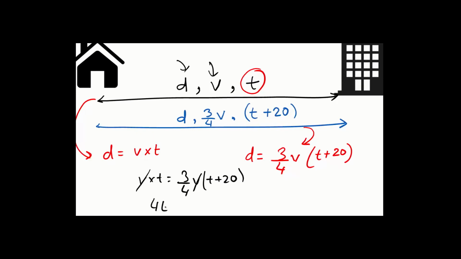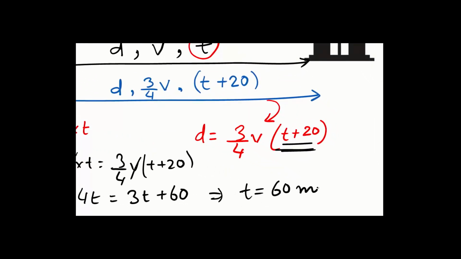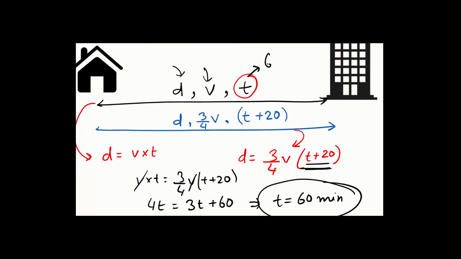So 4t equals 3t plus 60. So t equals 60. We took everything in minutes, so the answer will be 60 minutes. So it usually takes me 60 minutes to reach, but as I'm traveling with lesser 1/4 of speed, then I'll take 80 minutes now.